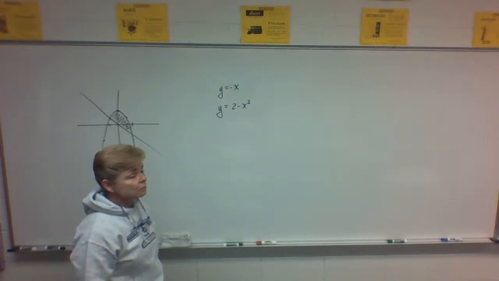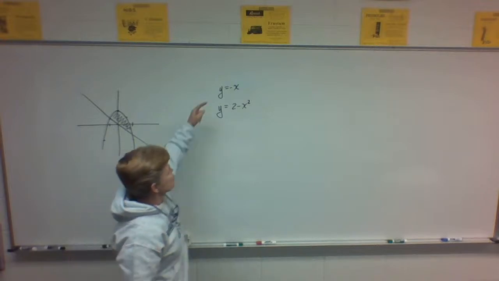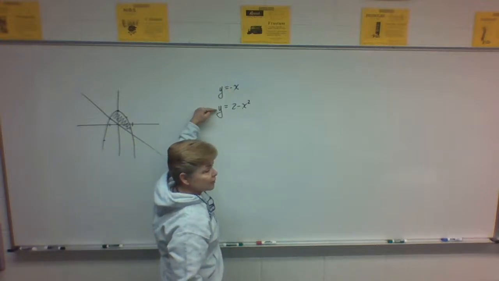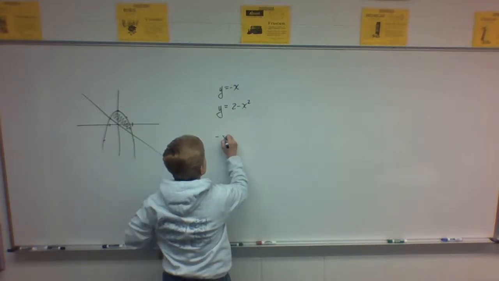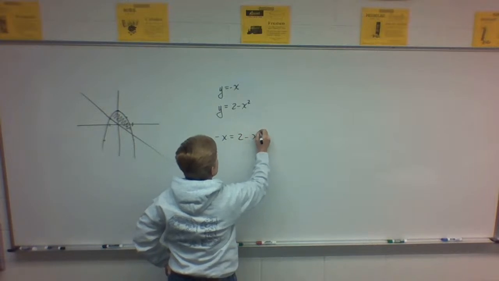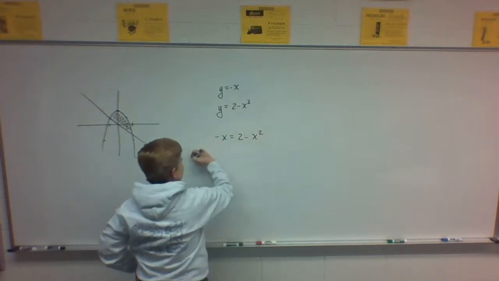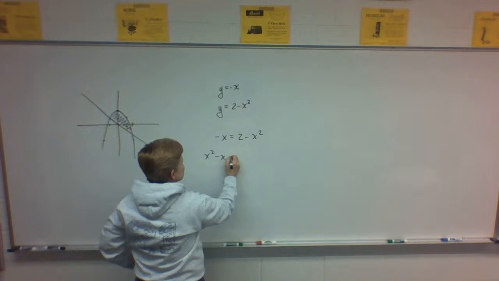What? You set them equal? To each other. Because if this y equals negative x, this y also equals negative x, right? That's what we're trying to find, when they both have the same y. So I would go negative x equals 2 minus x squared. Since this is negative on this side, I'm tossing everything over here: x squared minus x minus 2.